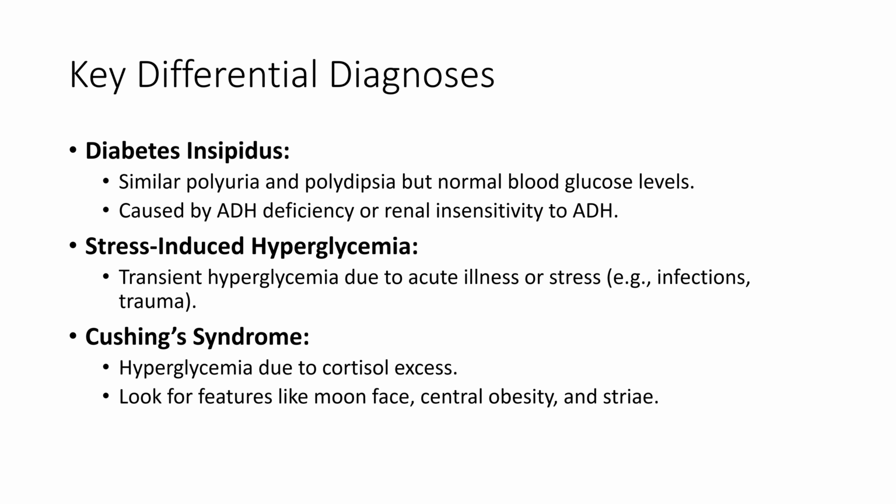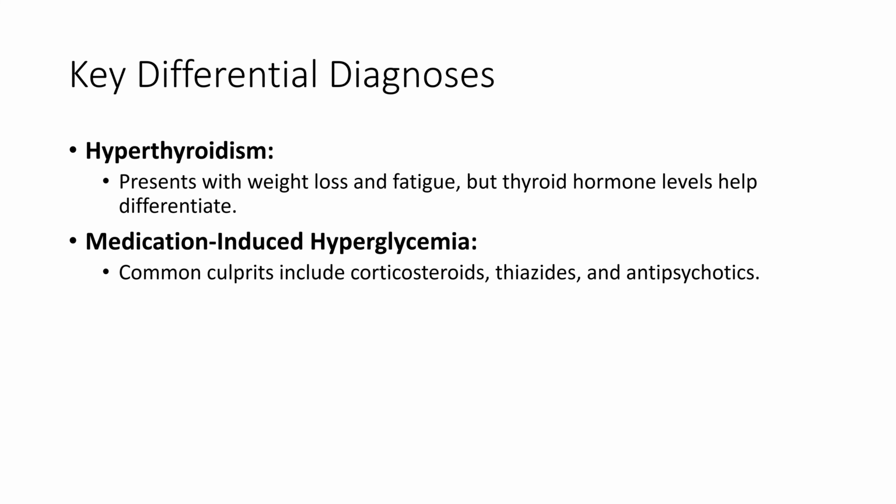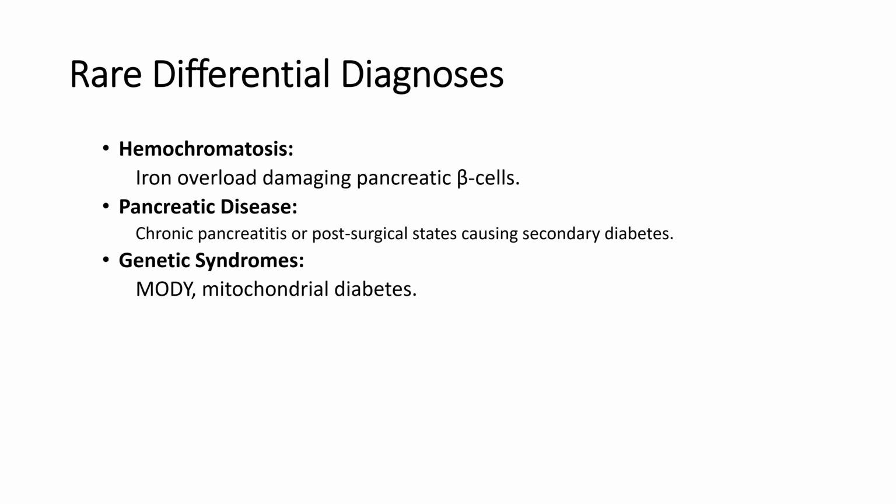It is essential to differentiate diabetes from conditions with similar symptoms. For example, diabetes insipidus, unrelated to glucose, causes excessive thirst and urination due to problems with the antidiuretic hormone. Stress-induced hyperglycemia, which is usually temporary, can mimic diabetes during illnesses like infections or trauma. Other conditions such as Cushing's syndrome or hyperthyroidism may have overlapping symptoms. Each of these conditions will be discussed in detail in separate lessons to provide a comprehensive understanding.